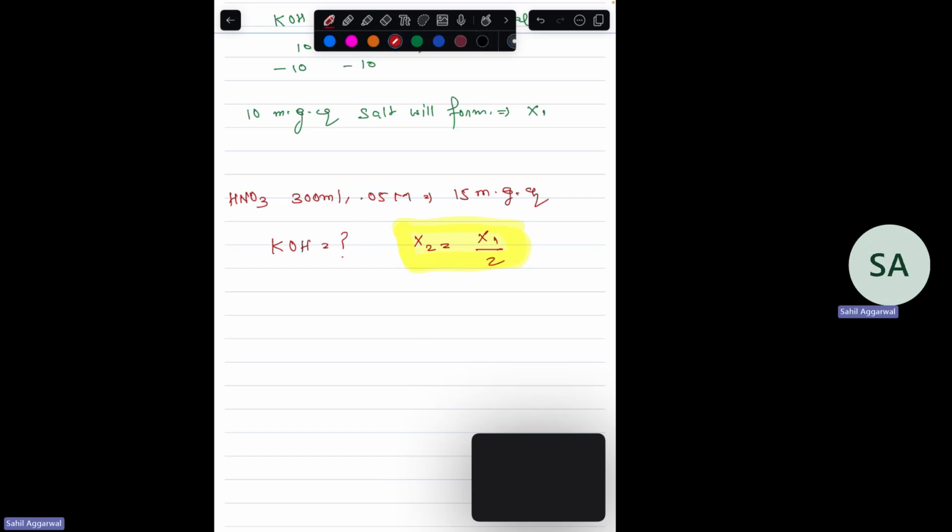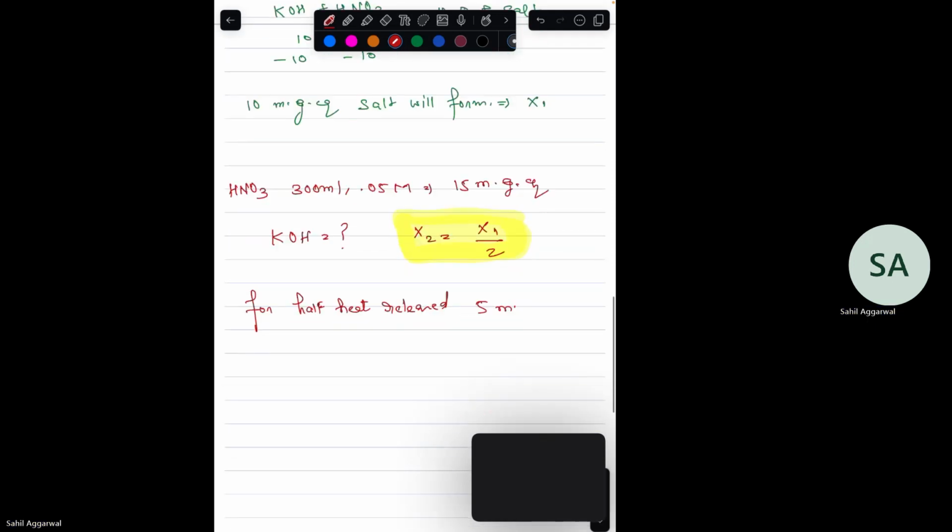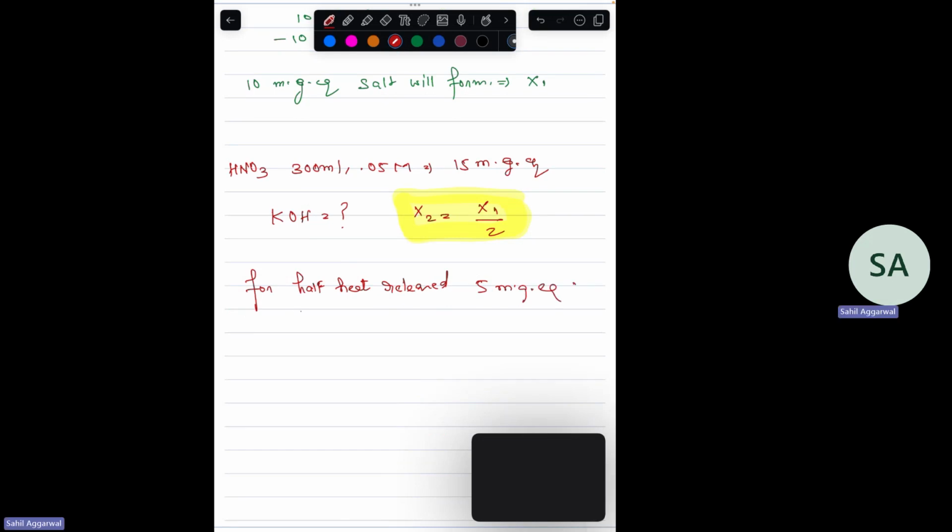So if we want half heat released, 5 milligram equivalent salt should form. मतलब केवल 5 मिलीग्राम इक्विवेलेंट की रिएक्शन होनी चाहिए. अब HNO3 तो पहले से ही हमारे पास 15 है, ये तो 5 बनेगा नहीं, तो हमें KOH को somehow 5 बनाना पड़ेगा, so that only 5 ग्राम इक्विवेलेंट की रिएक्शन हो. अगर KOH 5 ना होकर 10 हुआ तो 10 मिलीग्राम इक्विवेलेंट की रिएक्शन हो जाएगी. 15 हुआ तो 15 ग्राम इक्विवेलेंट की रिएक्शन हो जाएगी, क्योंकि हमें लिमिटिंग एजेंट के साथ चलना है.